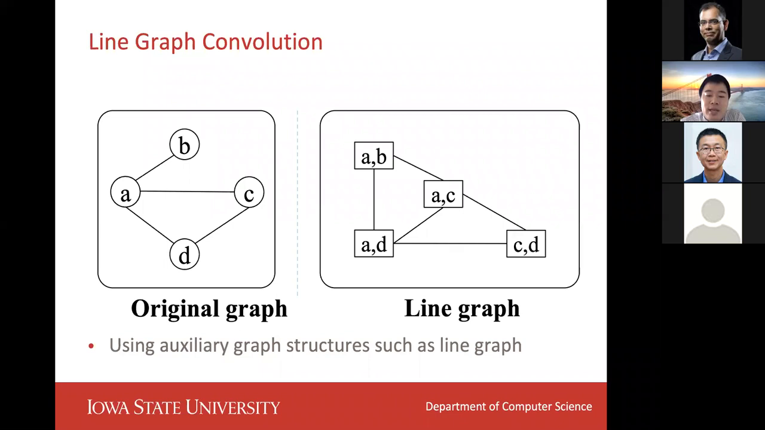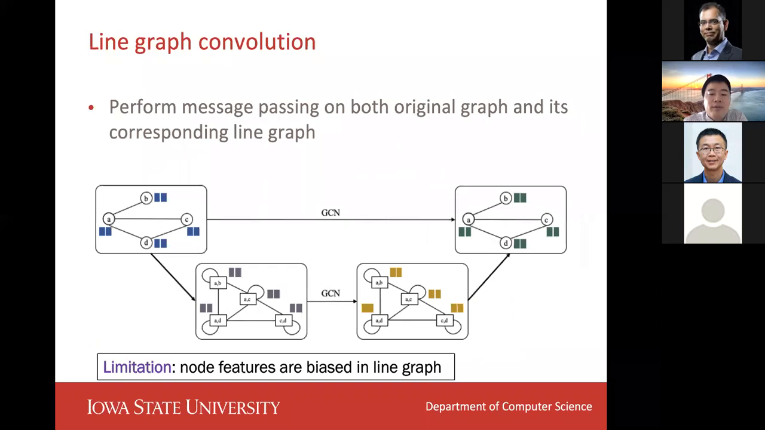Each edge in the original graph becomes a node in the new graph. If two edges share the same ending node, we add an edge between them. With this line graph structure, we can run graph neural networks on both graph structures. By performing message passing on the auxiliary graph structure, it can enhance the feature learning on graphs.